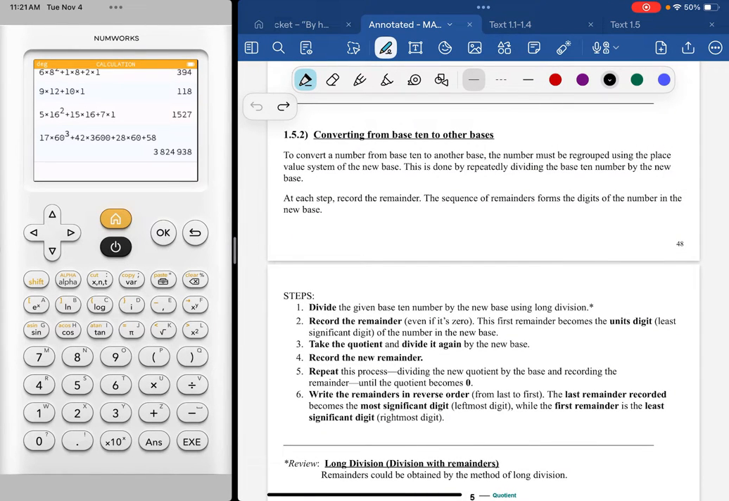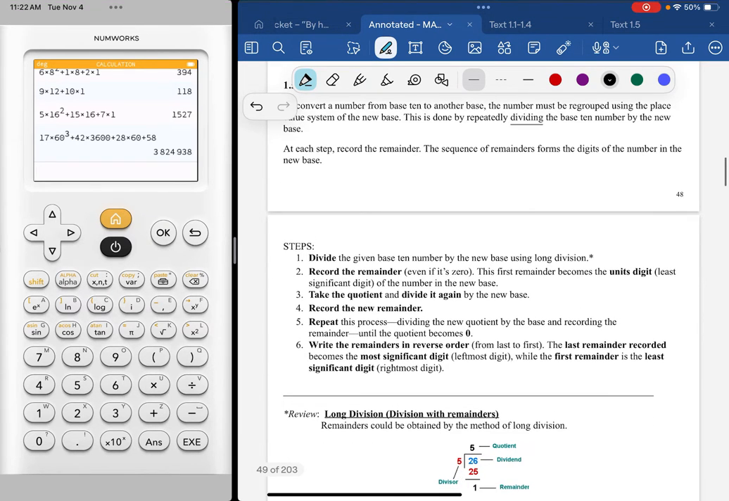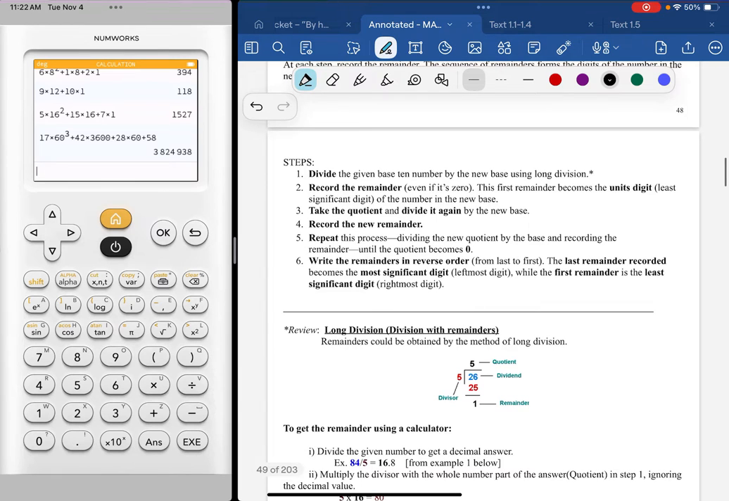All right, so looking at 152, we're converting from base 10 to other bases. To convert from specifically base 10 to another base, the number must be regrouped according to the place value system of the new base. It's done by repeatedly dividing the base 10 number by the new base. At each step, we record the remainder, and the sequence of remainders forms the digits of the number in the new base. All right, it's a little wordy, so let's break it down to steps.